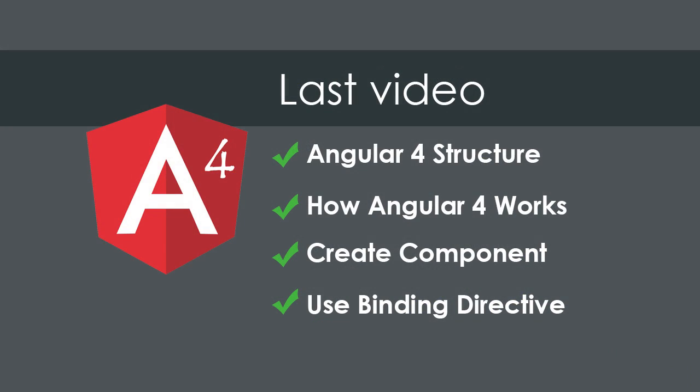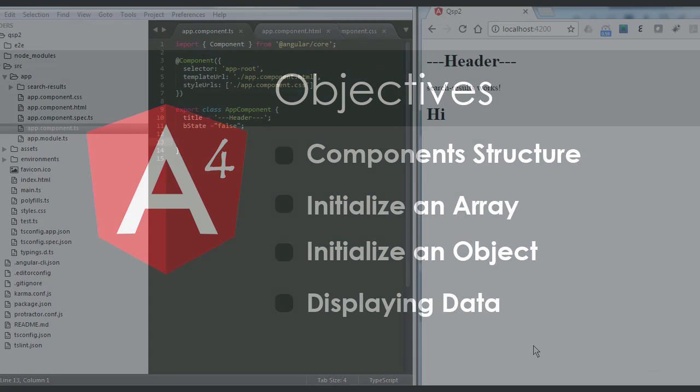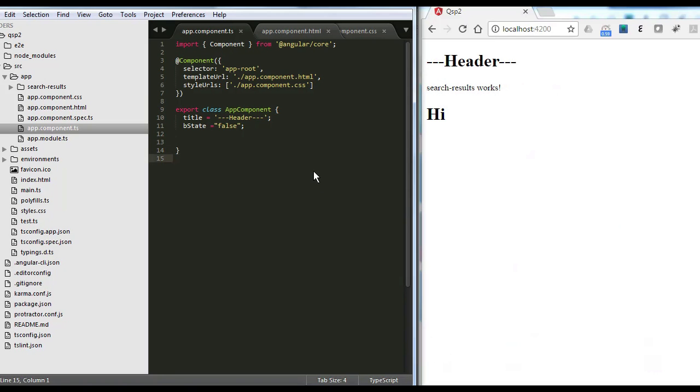So in the last video, we've talked about the Angular 4 structure, how Angular 4 works, how to create a component, and how to use binding directive. Today's video, we'll be talking about component structure and how to initialize an array and objects and call them from the HTML. So let us start by taking a look at the project that we started last time.